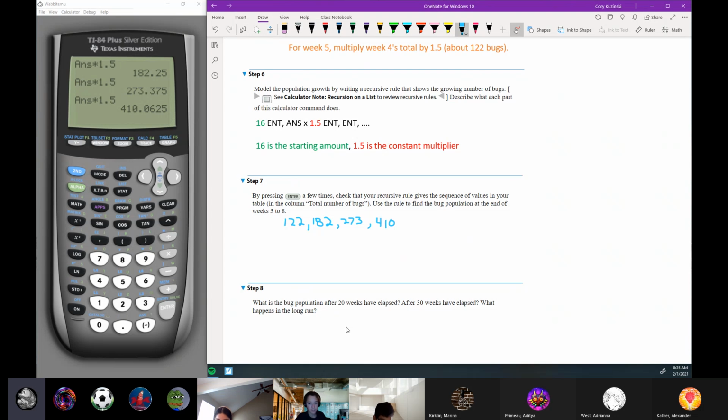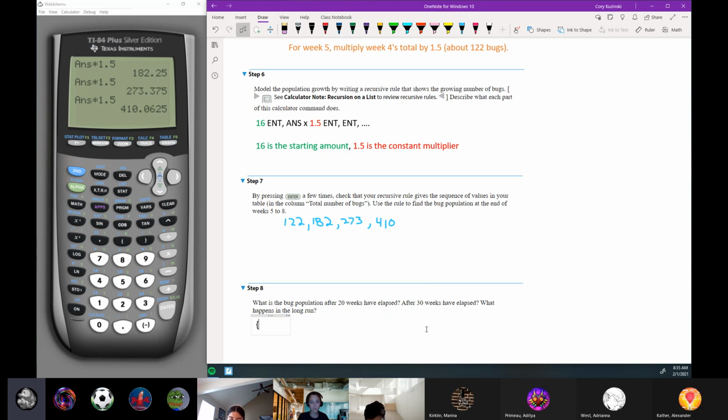What is the bug population after 20 weeks have elapsed, after 30 weeks elapsed? What happens in the long run? Well, I think I want to write a slightly different recursive rule, one that'll keep track of the number of weeks as well as the number of bugs. So I'm going to do this a little differently this time.